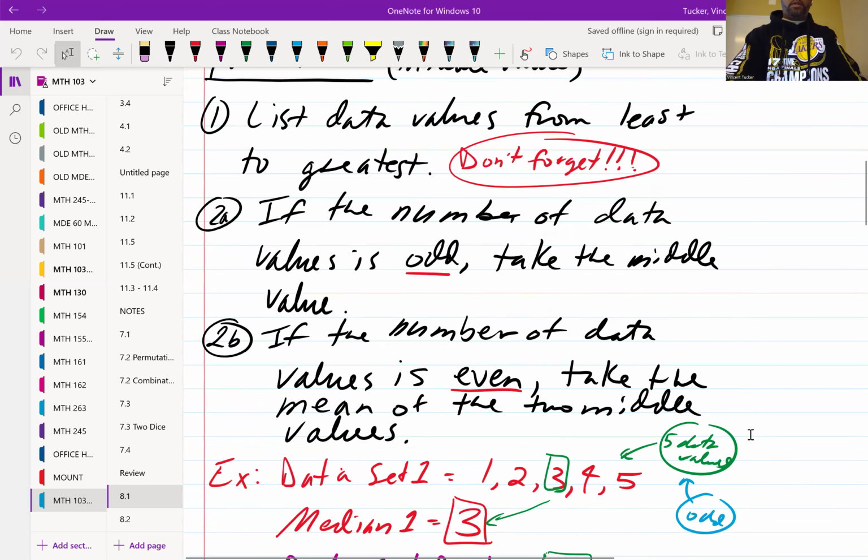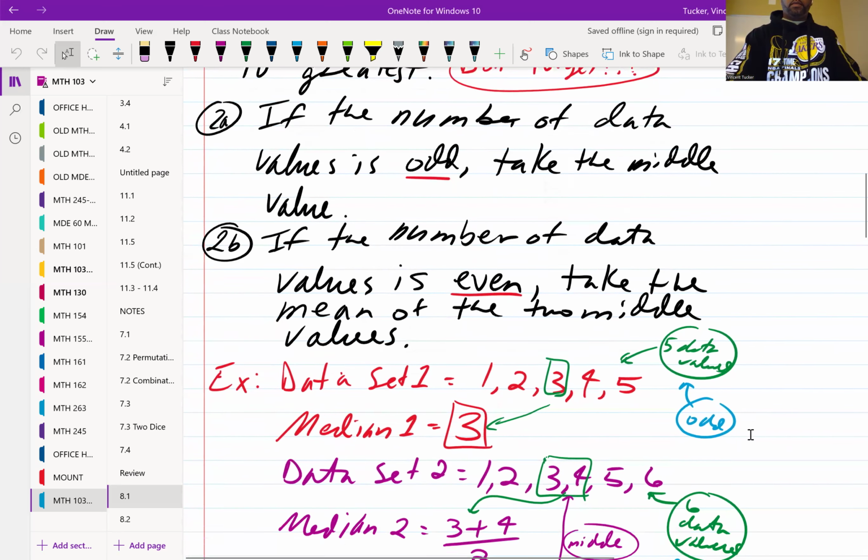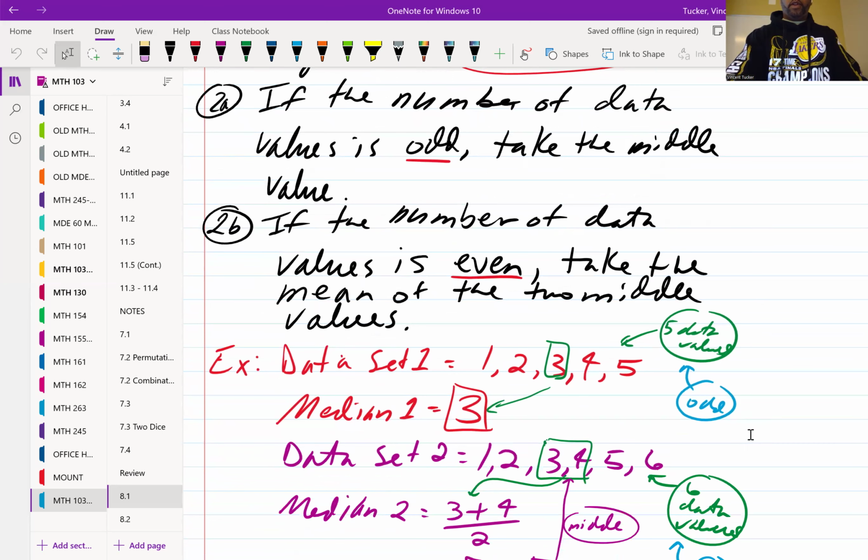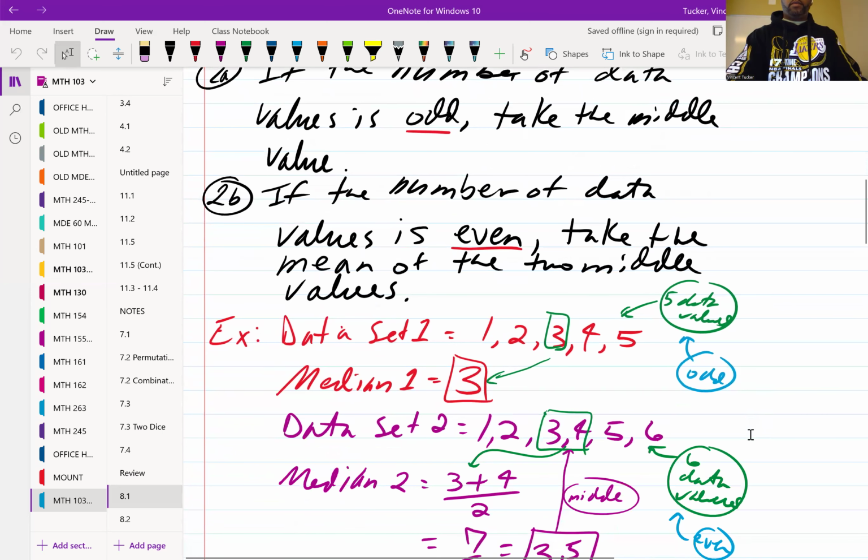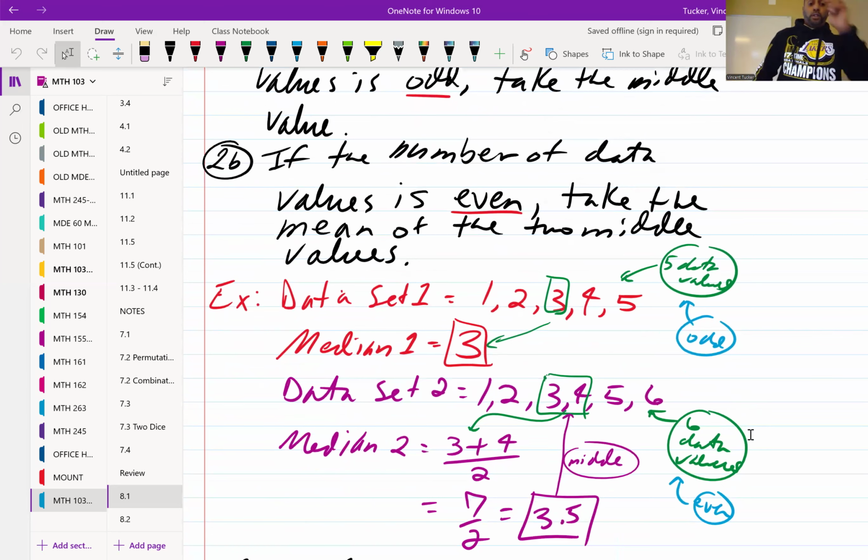All right, scrolling up some. Anybody on 2A? All right. So we got a data set for both scenarios. As the first set, we have 1, 2, 3, 4, 5. We have an odd number of data values. So if you have an odd number of data values, then you have a legit middle number. In this case, it would be 3.